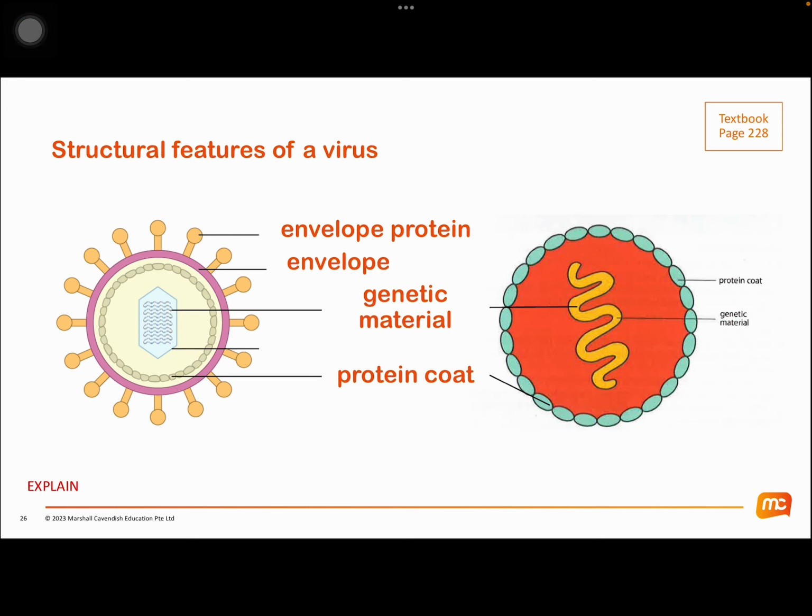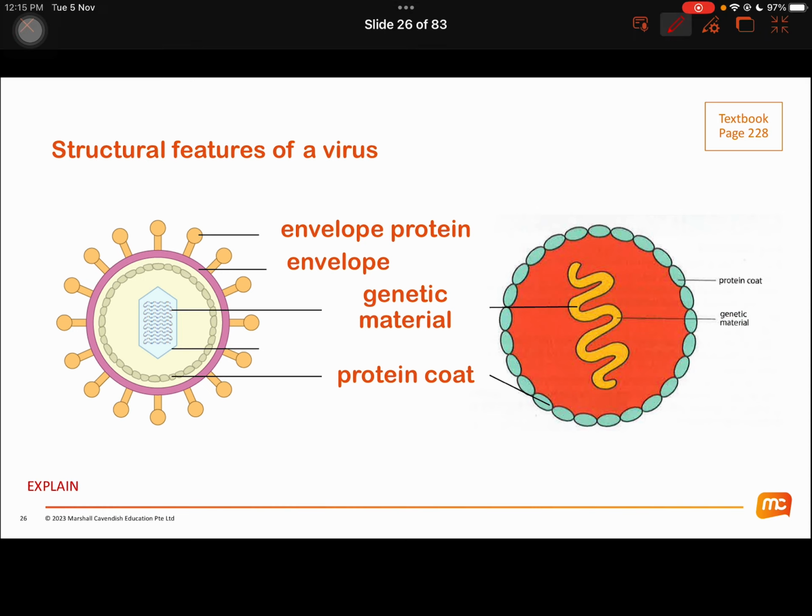On the other hand, virus is much simpler. Most virus looks like the one on the right. It only has a protein coat that acts as the outer layer to keep the genetic material within the virus. The genetic material in virus comes in two forms, DNA and RNA.